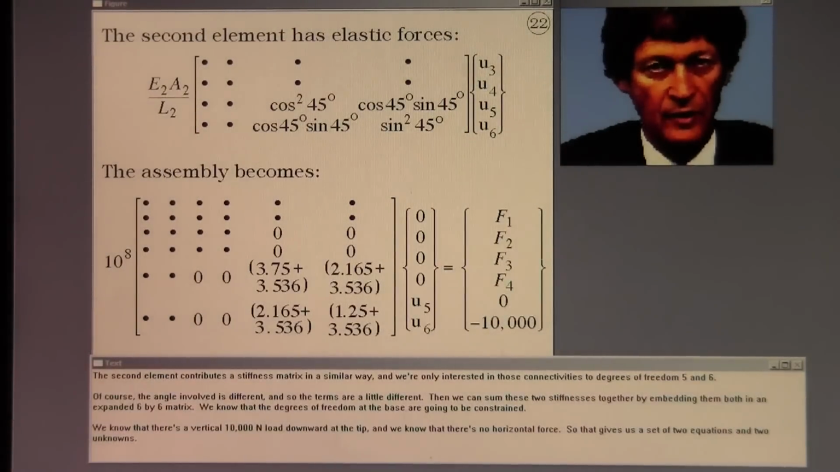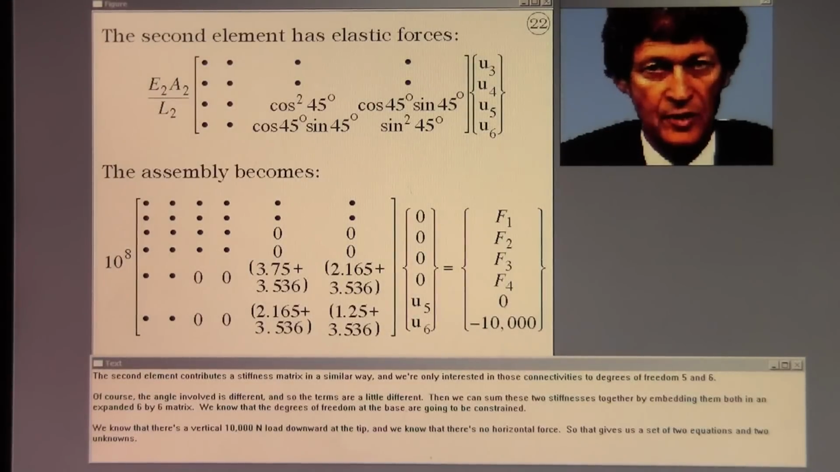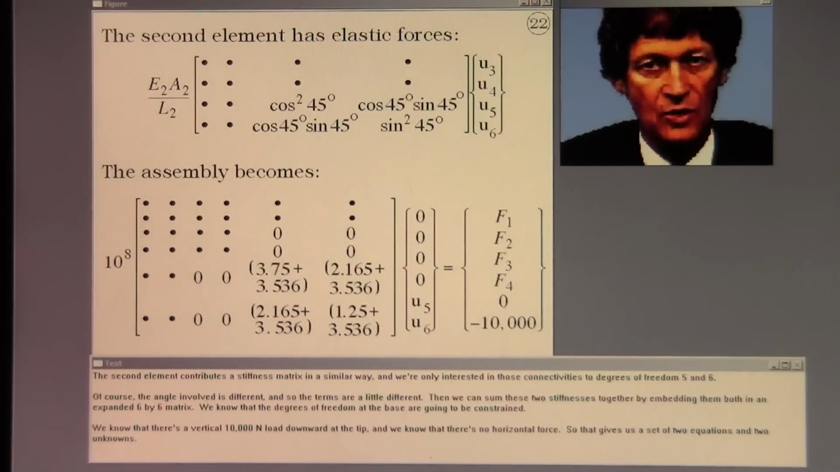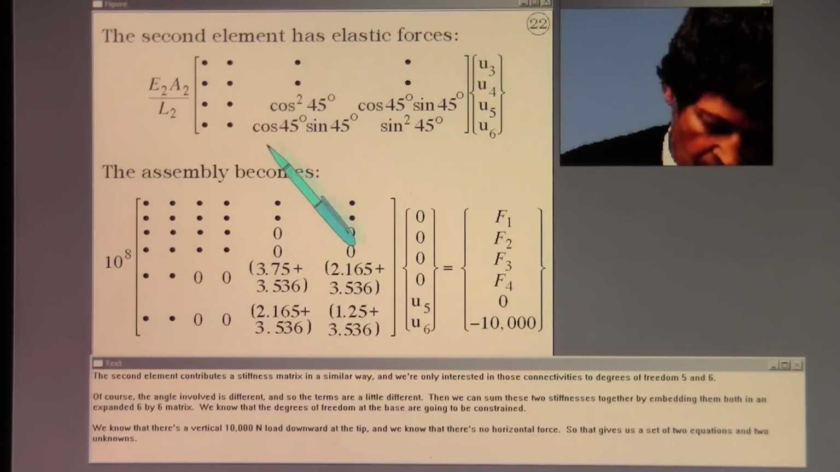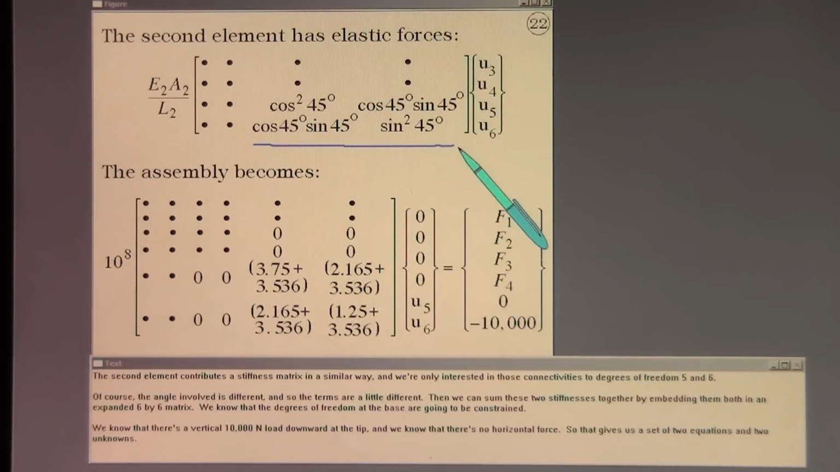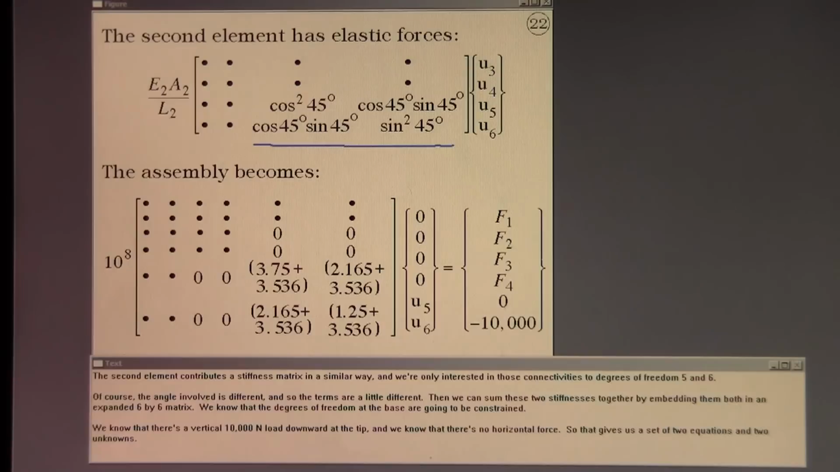The second element contributes a stiffness matrix in a similar way, and we're only interested in those connectivities to degrees of freedom 5 and 6. Of course, the angle involved is different, and so the terms are a little different. Then we can sum these two stiffnesses together by embedding them both in an expanded 6 by 6 matrix.